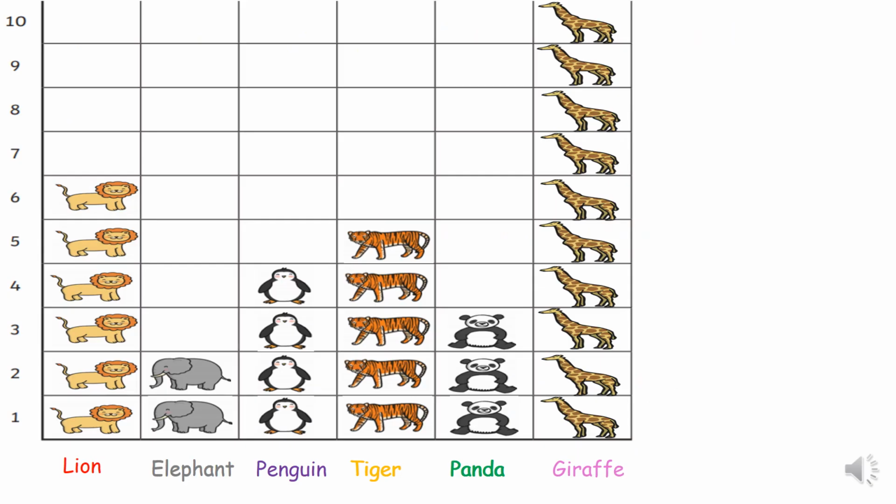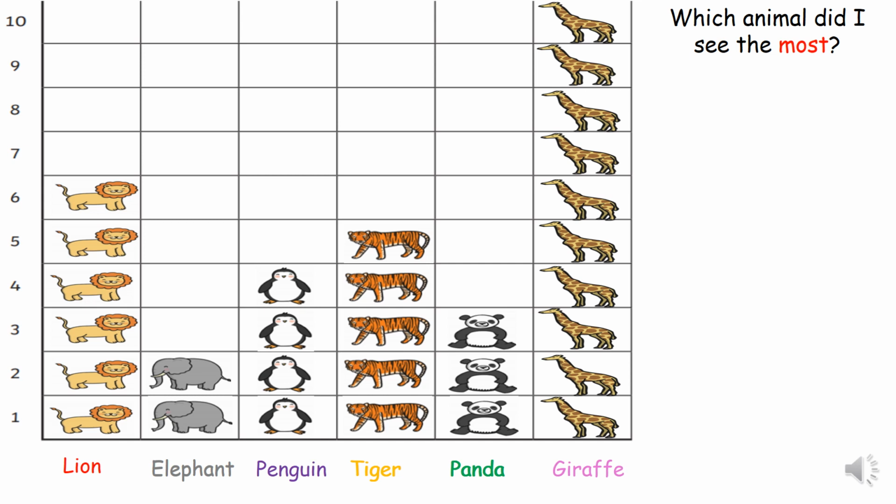So here is our completed pictogram, and it's really, really helpful because it's very easy to compare numbers. Looking at that, you can straight away see what is the most common animal and which is the least. So we can now interpret the data, which means we can answer questions about the data.